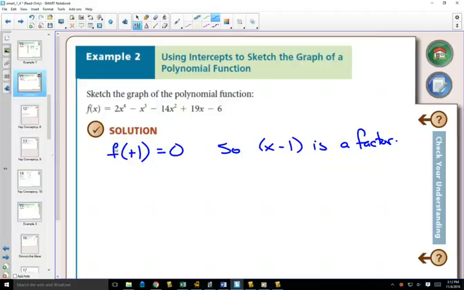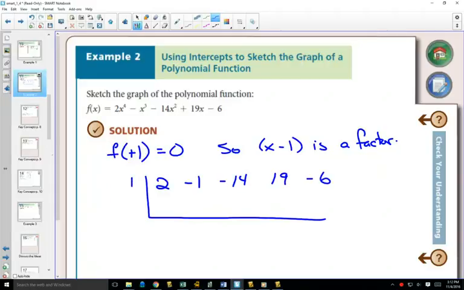is a factor. And just like we did this morning when we factored things fully, you could then go to your synthetic division, 2, -1, -14, 19, -6, and put a 1 out in front. Bring the 2 down. 2 times 1 is 2, add. 1 times 1 is 1, add. -13, add. 6. Perfect, we get a remainder of 0.